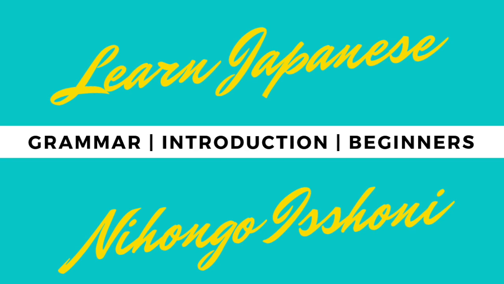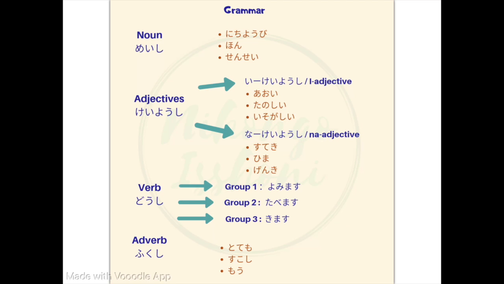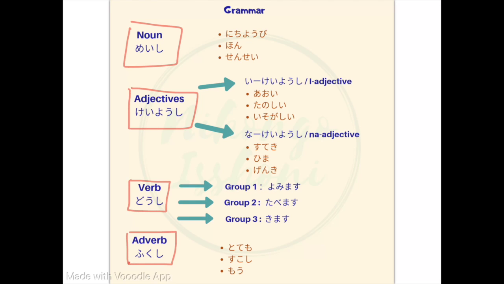In this video, we'll learn the very basic grammar points. So let's begin. The most important points we have to remember here are: number 1, noun, which we call meishi in Nihongo. Second is adjectives, called keiyoshi. Third is verb, called doshi. And the fourth one is adverb, called fukushi. For JLPT N5 and beginners, we need to know about meishi, keiyoshi, doshi and fukushi.